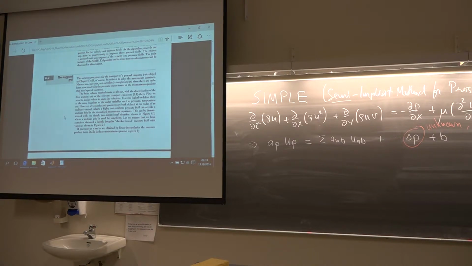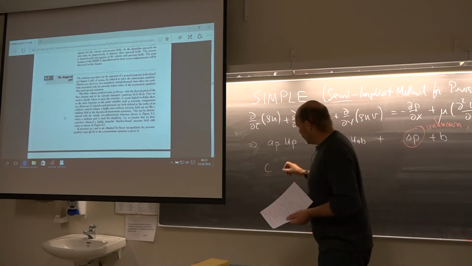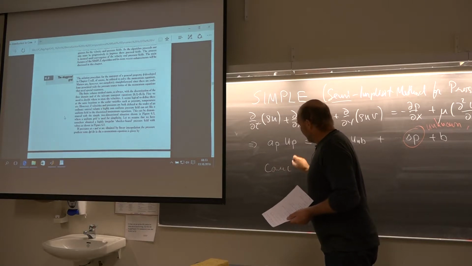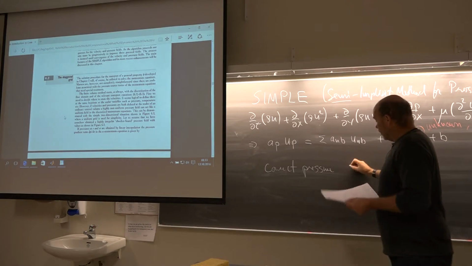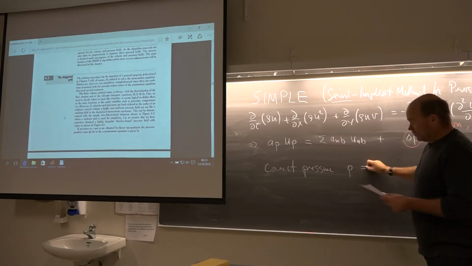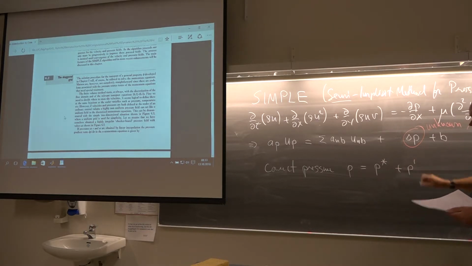So we need to adjust the solution here. So now we construct a correction equation for the pressure. The correct pressure, that is called P, equals this P star, and then a P correct. So the prime mark here means pressure correction.